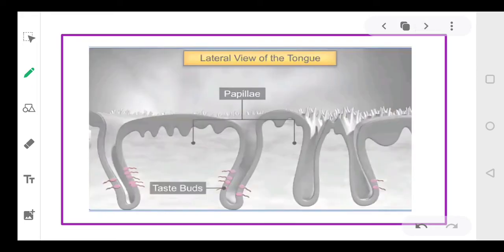Then on the upper surface, it contains various papillae. And these papillae contain taste buds. And these taste buds help us to know the taste of the food, whether the taste is bitter, sour, sweet or salty. So your tongue helps you to identify the taste. Okay. And secondly, it helps in swallowing the food. Your tongue helps in swallowing of the food.